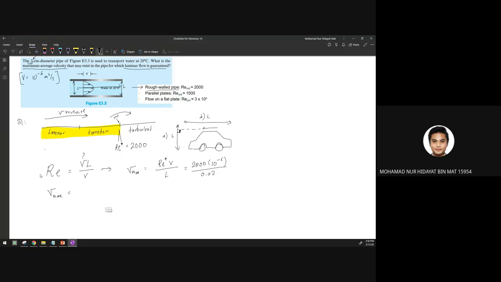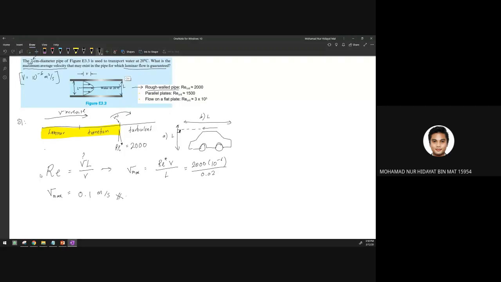What's the answer? Okay, Amirul Hakim, 0.1 meter per second. Remember, the unit is very important. Please specify your unit. Okay. So far, do you guys understand how to solve this question?